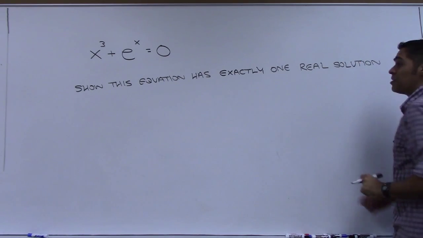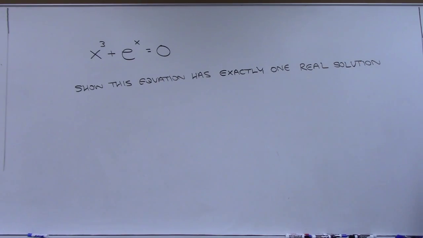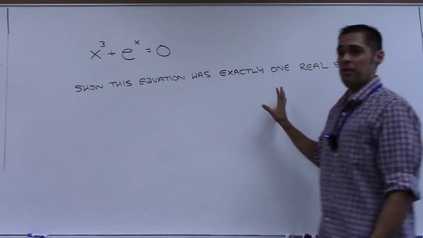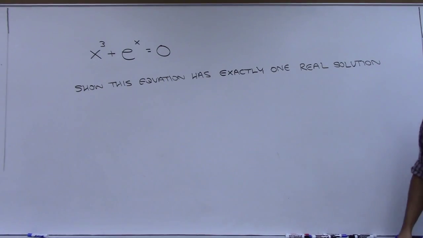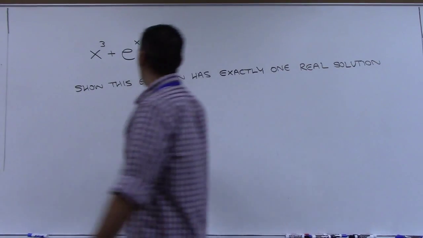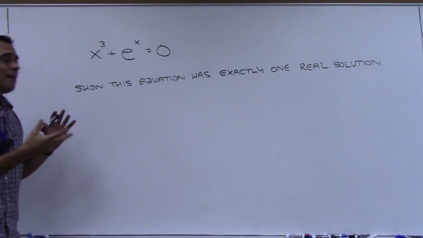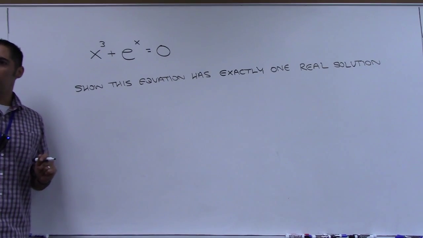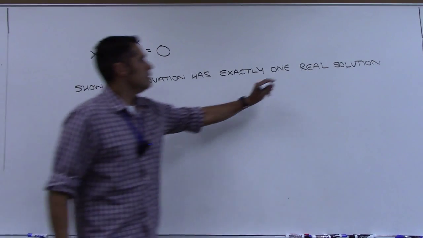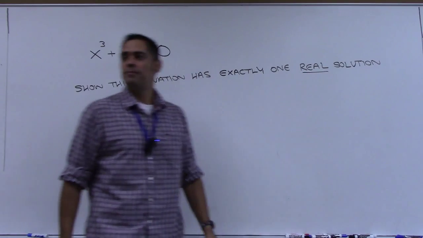So we're stepping pretty far away from anything we've done at this point. This is not tied into the mean value theorem where we were trying to find that point where the tangent line was parallel to the secant line. This is totally different. We have an equation, and what we're trying to show is that there's only one x value that's a real number that would solve this equation. There's only one.